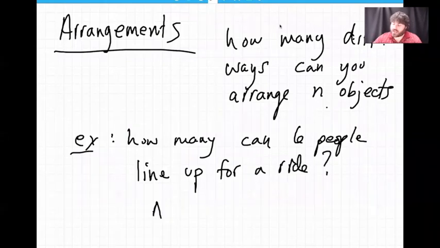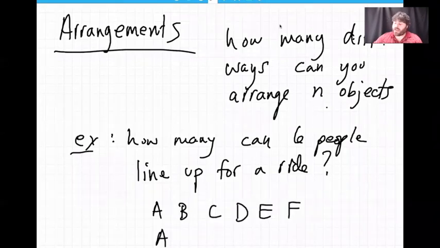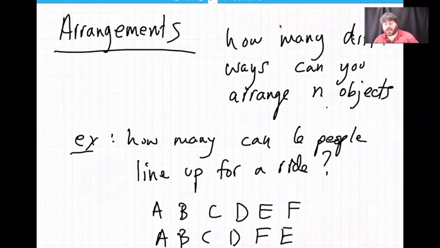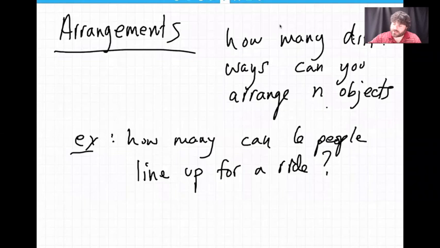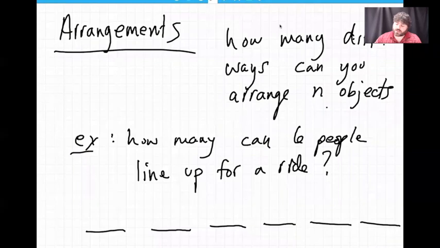Well, you could have person A, then person B, then person C, then person D, then person E, then person F, or it could be A, B, C, D, and then E and F switch, right? You can see that you could list all these out, but there's going to be a whole lot of these, so we don't want to do it that way. So one way is to use the counting principle that I just went over. What I could do is make little spots that they're going to get into line. This is the person that's first in the ride. Here's the ride. So this person's the first person in line, second, third, etc.